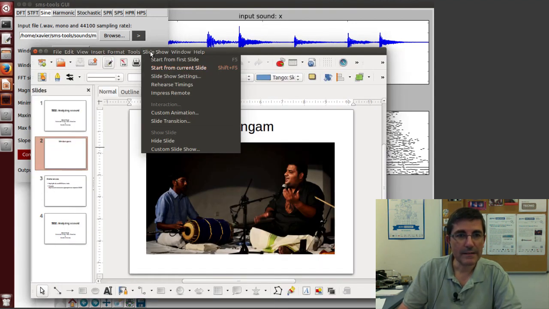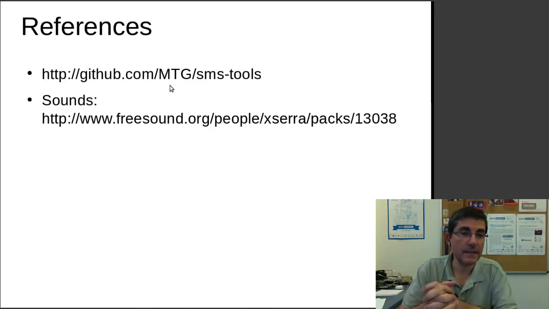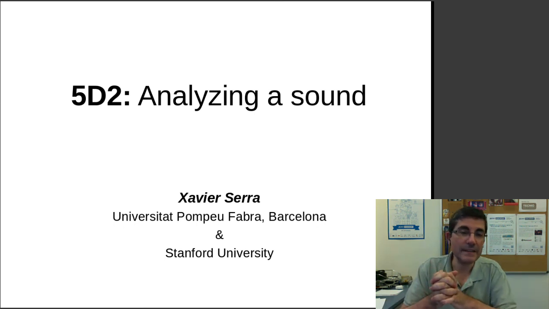So let's go back to the slides. We have done a little bit more analysis of a particular sound, in this case the mridangam, using the sinusoidal model. And of course we have used the SMS tools and sounds from Freesound. Hopefully this has given you a better understanding of the sinusoidal model, and at the same time maybe you have discovered this new fascinating instrument, the mridangam, which I encourage you to listen to, especially in the context of Carnatic music.